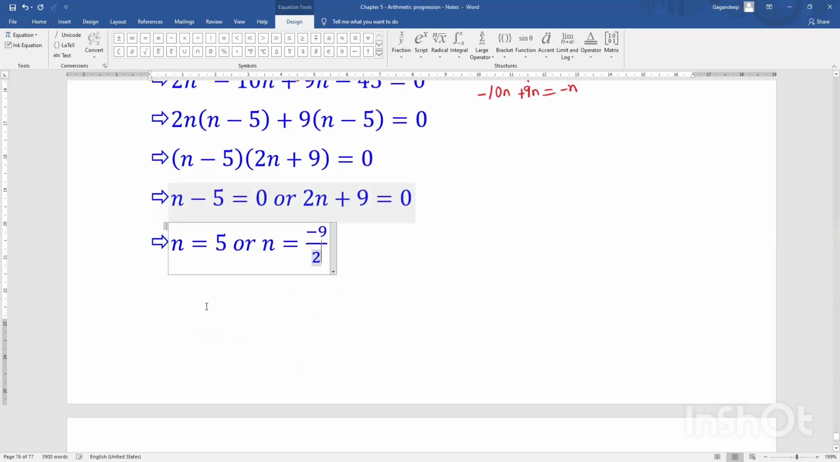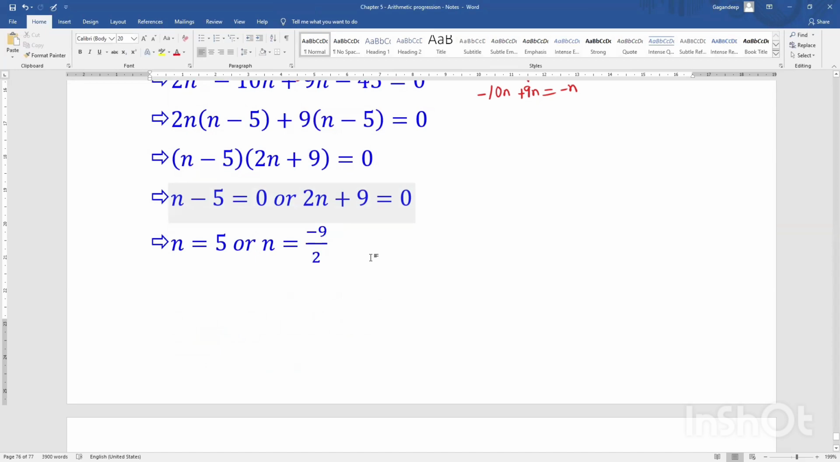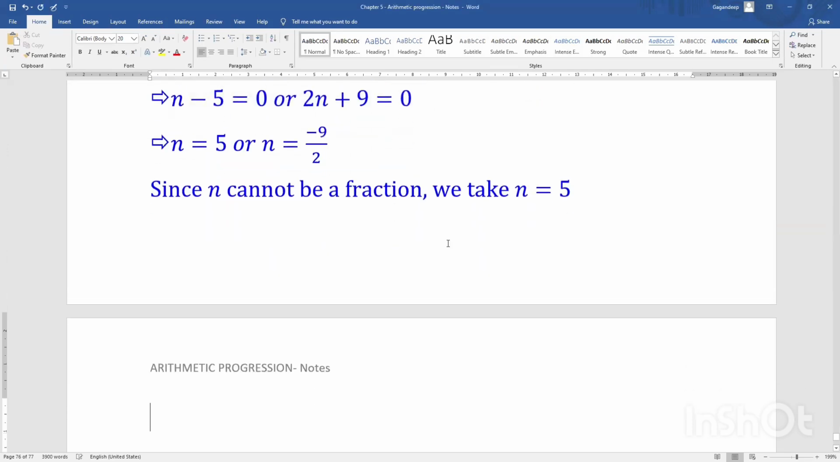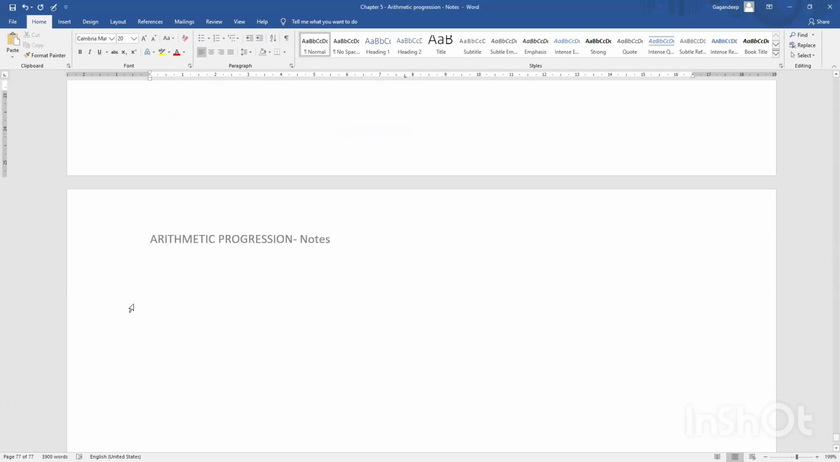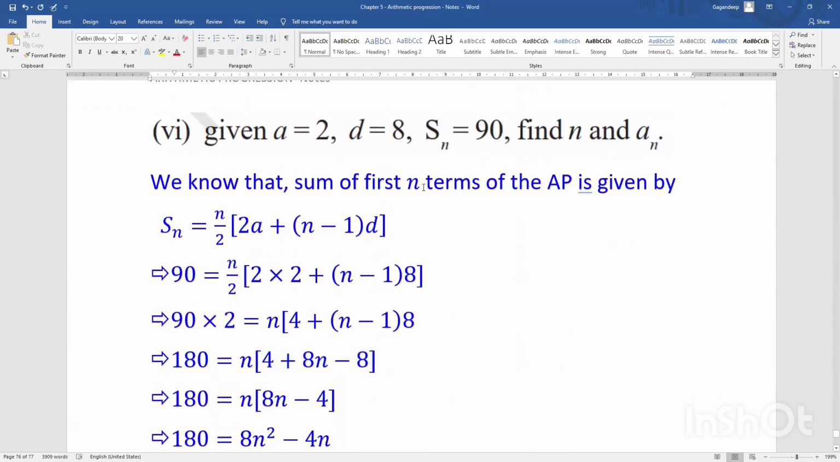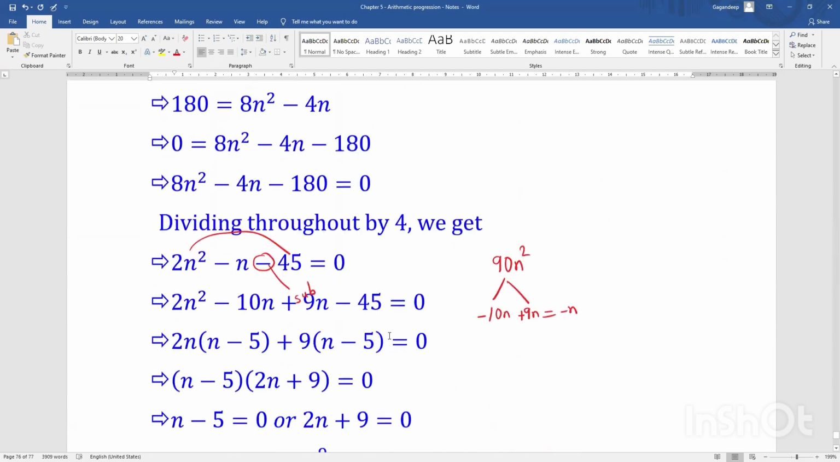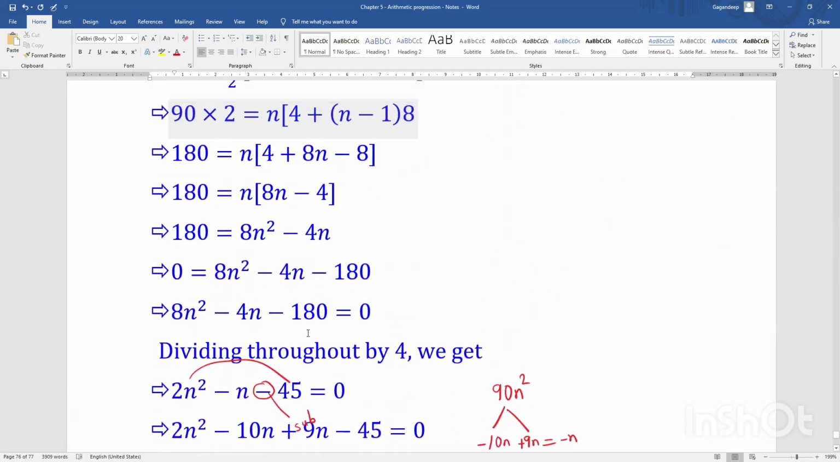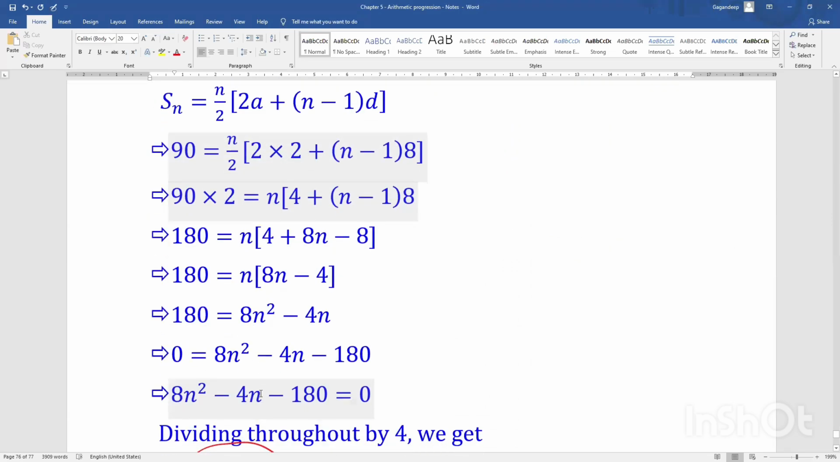Now here, n cannot be a fraction and also it cannot be negative, right? So that's the reason we take n equal to 5. Here they ask you to find the value of n, so n we have got. Now we need to find a5 also. An means, so let us find a5.